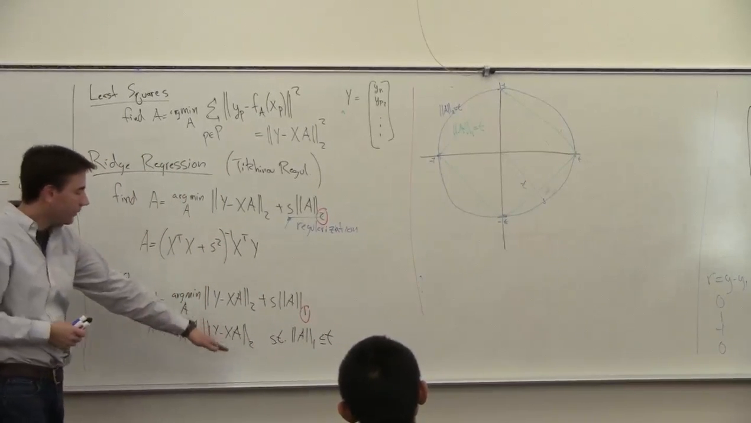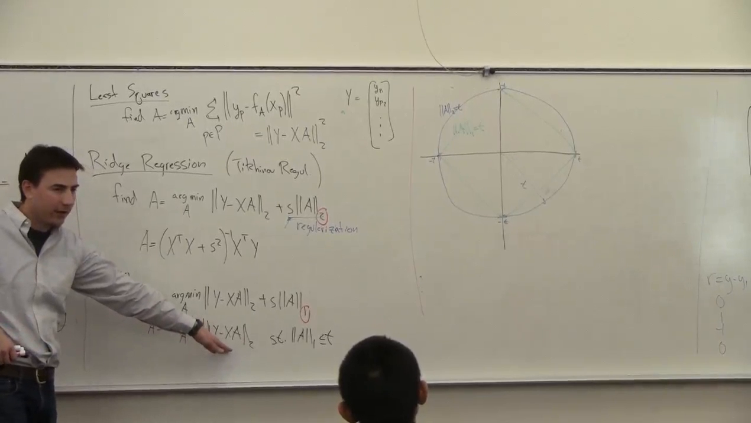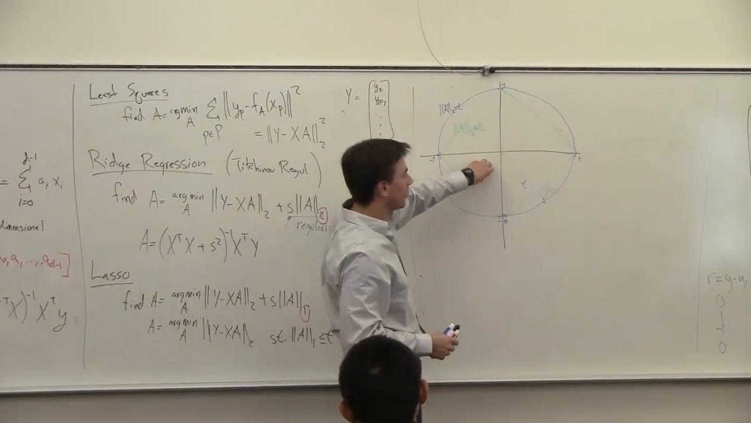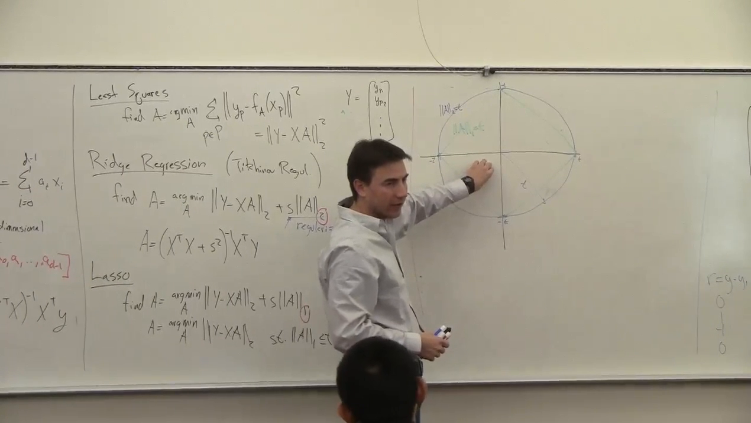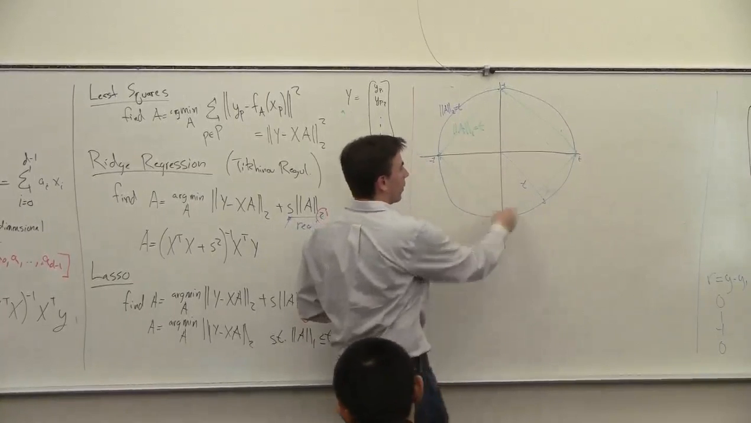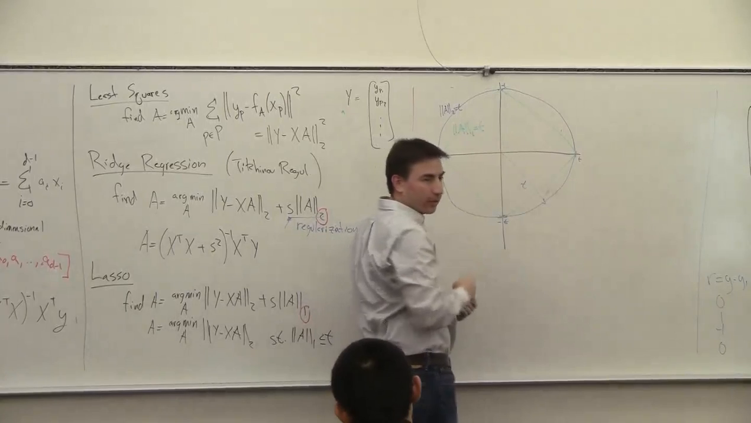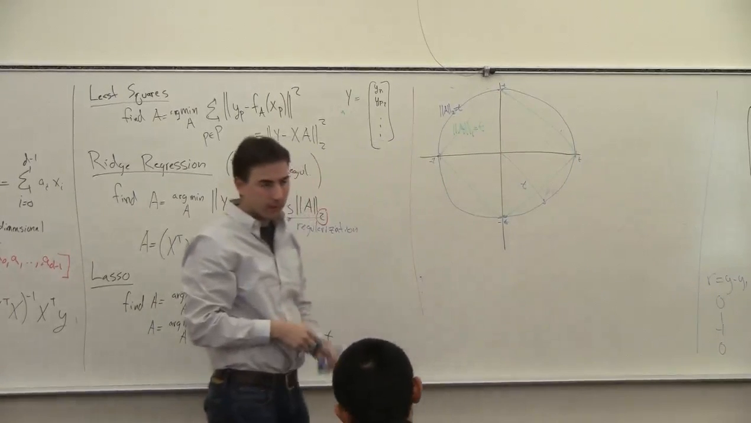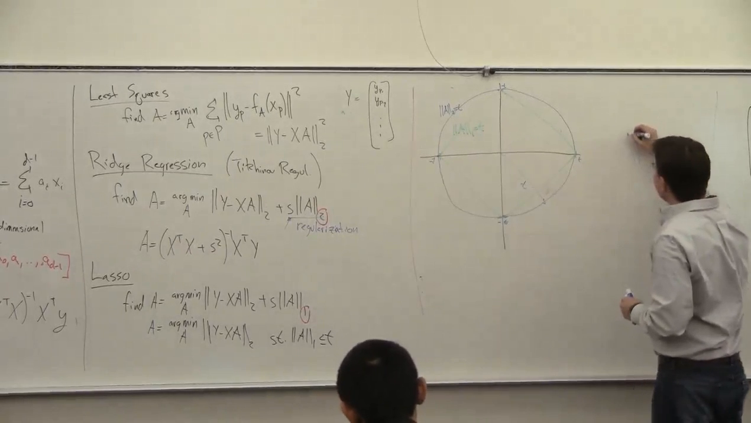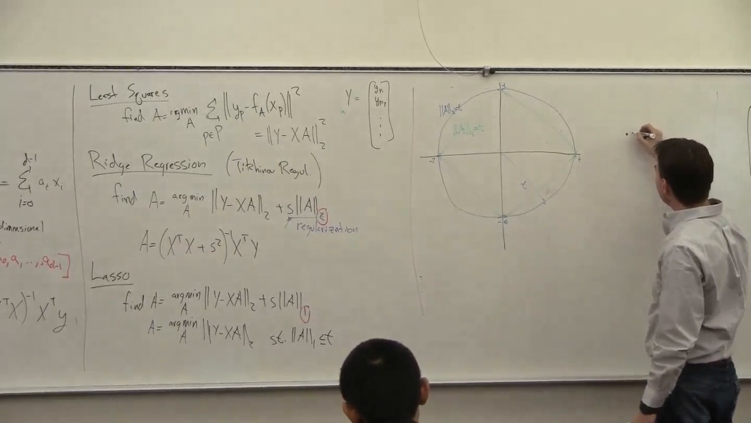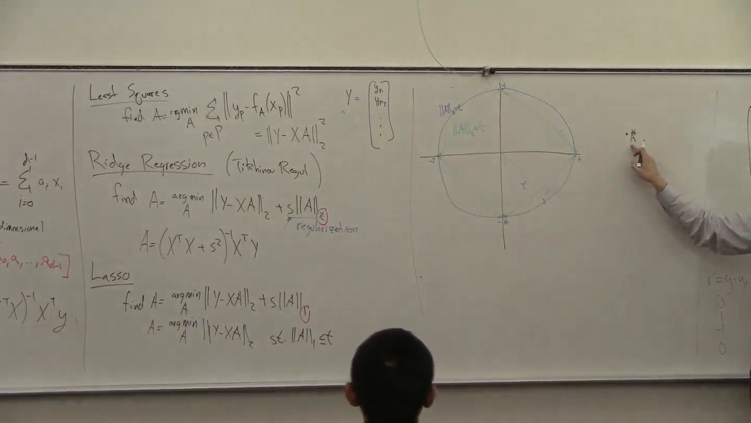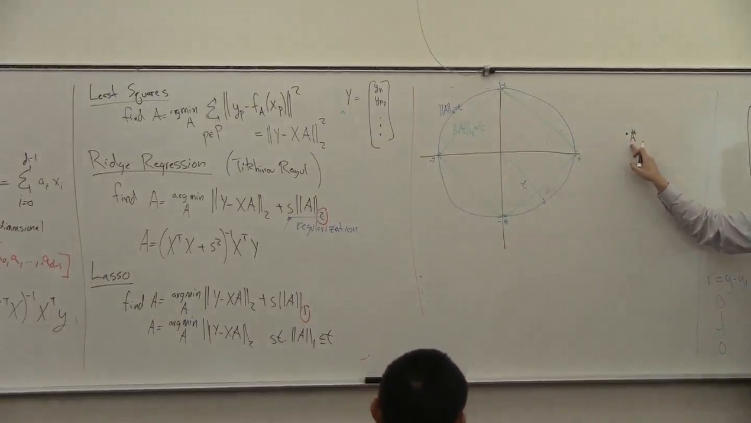Okay, so this view of having a fixed t is going to be very useful here. So this is the space of all the coefficients A that I can use, which are within a ball, either an L1 ball in green or an L2 ball in blue. Okay? So now I'm going to draw in this space. This is going to be a star. Let's say this was the least squares solution.